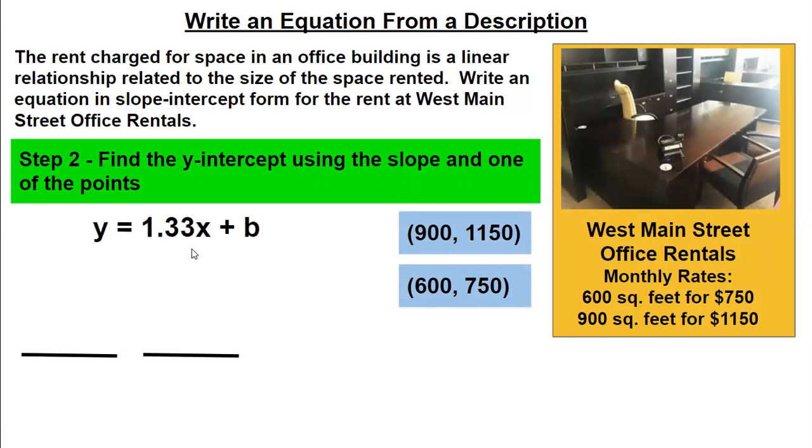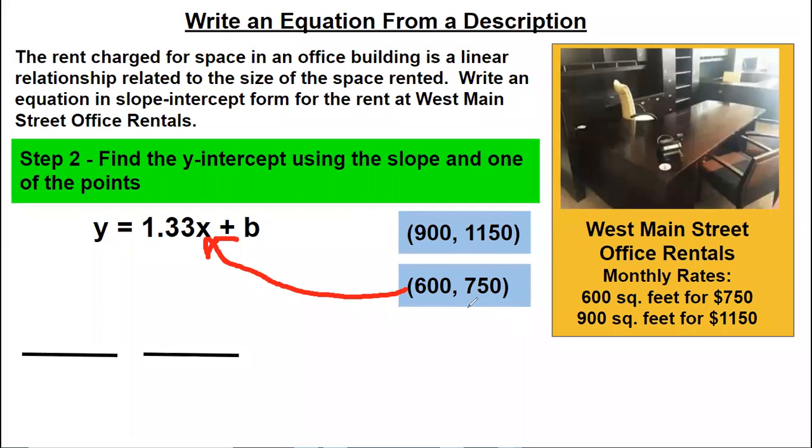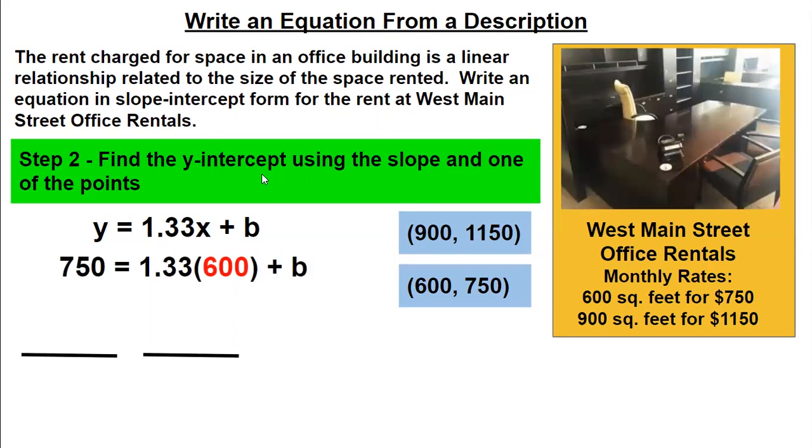So we're going to plug in one of the points. Probably I'd pick this one. And we're going to plug that in for x. And we're going to plug that in for y. And then all that will be left is solving for b. Let's clear and keep going. So I did put 600 in for x and 750 over here for y. Now I'm going to do my multiplying.